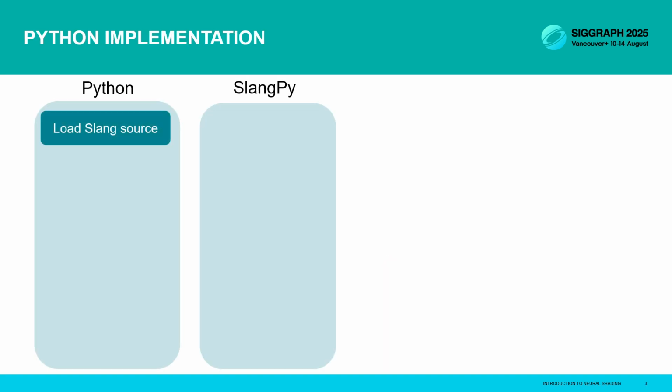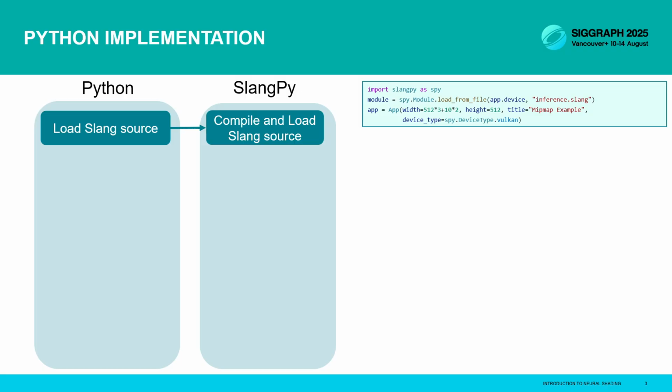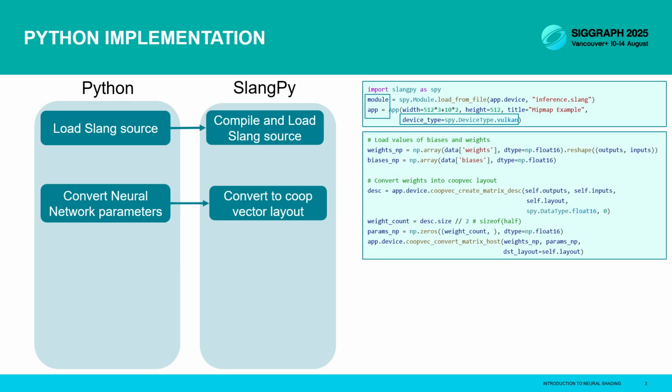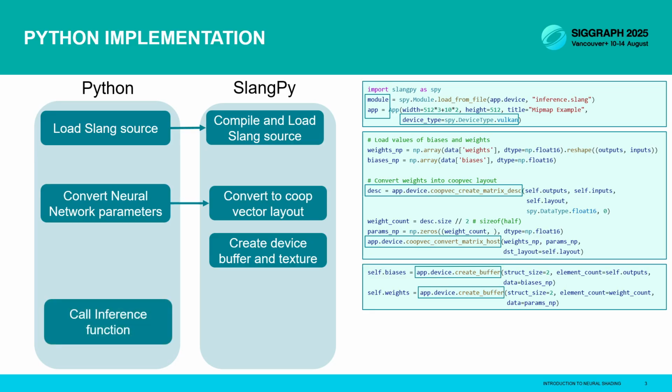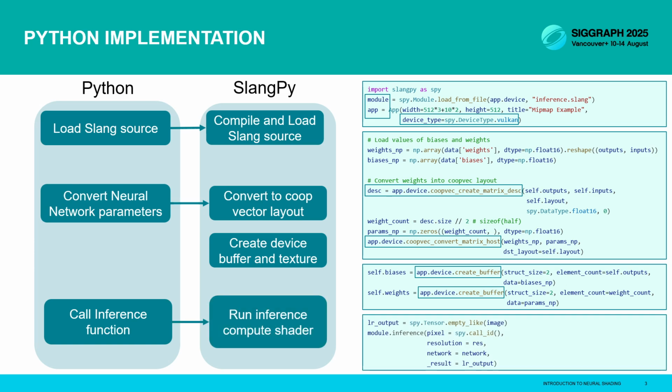We start by loading Slang source code, and for that, we use the SlangPy module. First, we load the inference Slang source code from file, and then we create a window interface with an attached Vulkan graphics device. The next step is conversion of neural network parameters. We convert them to cooperative-vector layout, and for that we use the device cooperative-vector interface. Then we create a device buffer for storing neural network parameters and an output texture. On the last step, we call the inference function.